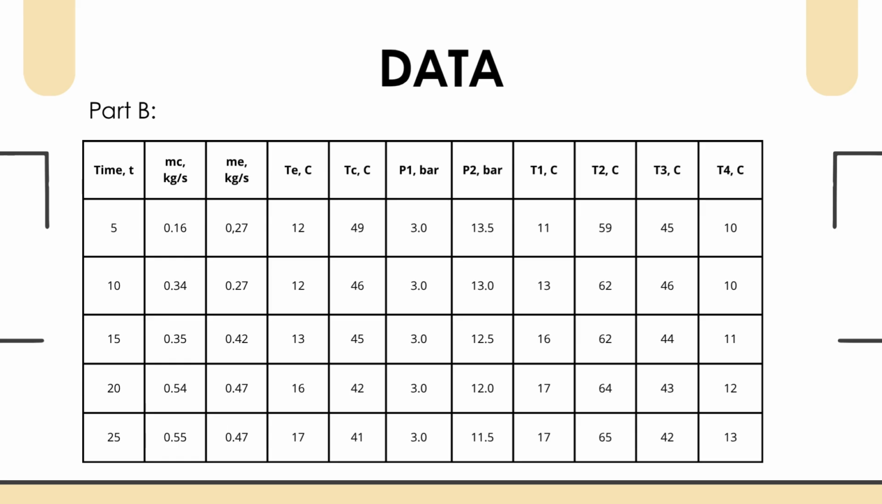Here is the part B data, in which we vary the mc and me to get the T evaporator and T condenser for each data point we have. We need to do this 5 times along with part A, but the difference is that in part B we start with the timestamp at 5 minutes instead of 0.